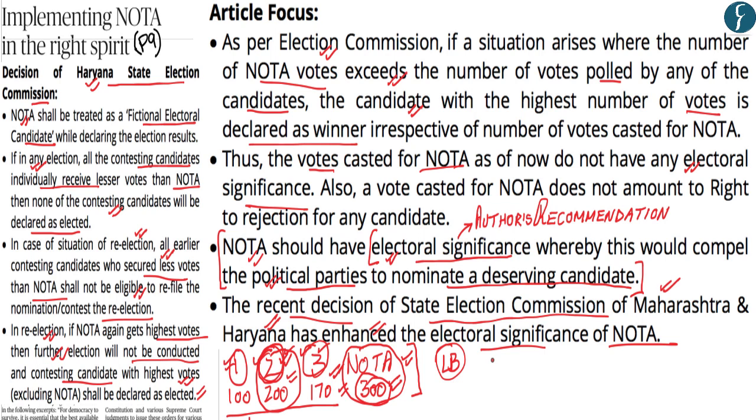So if in a re-election, candidates A, B and C receive 100, 150 and 200 votes, and even in the re-election NOTA still gets 300 votes and thereby has the maximum number of votes, it would be candidate C who would be declared as the winner in the re-election. However, the main aspect that you need to remember from this news, especially from the perspective of your upcoming prelims examination of 2019, is that NOTA was treated as a fictional electoral candidate in the Haryana state elections.